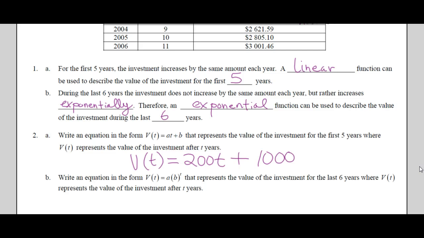Write an equation of the form v of t equals a times b to the t that represents the value of the investment for the last 6 years, where v of t, etc., etc. Okay, so what's a? 2,000, right? It's our starting amount, starting with 2,000. What is our rate of growth, or our base of the exponential function? 1.07 to the t. Okay, so far so good.